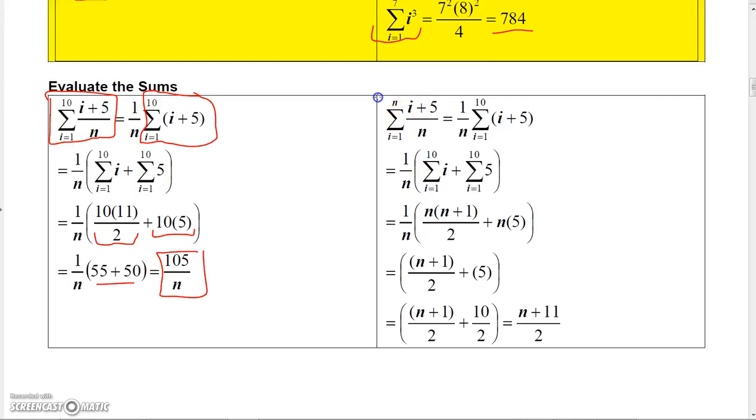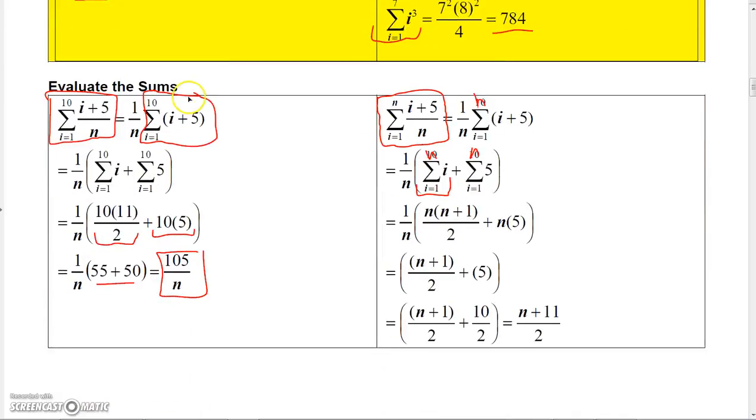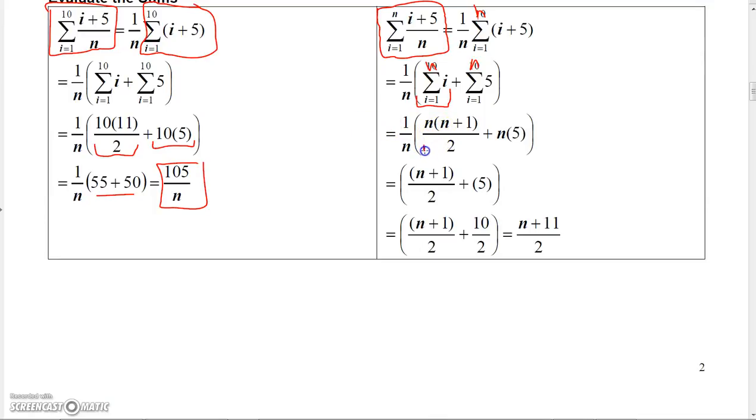Now, but what if we wanted to do it not from 1 to 10, but from 1 to n? Okay, well that's a little bit trickier. I can still factor out the 1 over n. These should say n. Everywhere these should say n. Alright, so I can still do this, but now when I do the sum, I'm summing from 1 to n, so what I have to do is go up here and use this formula, n times n plus 1 over 2. And then the formula for the sum of 5 from 1 to n would be n times 5, or 5n.